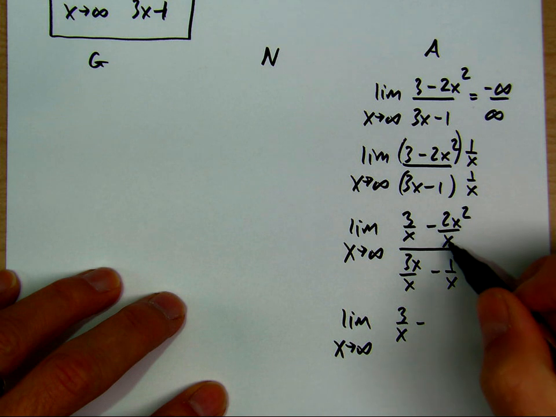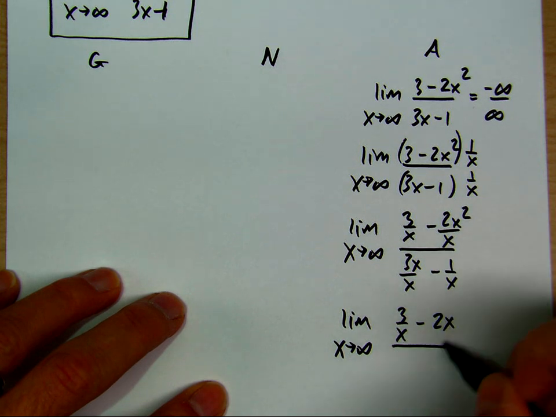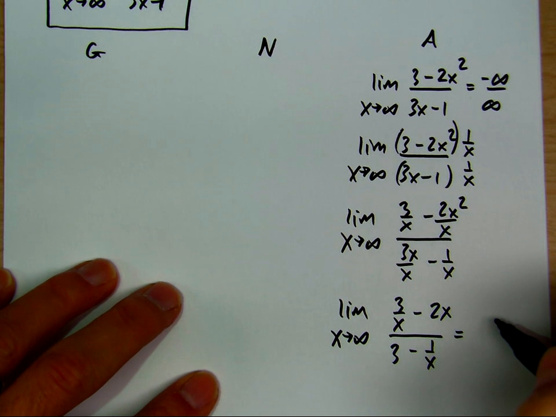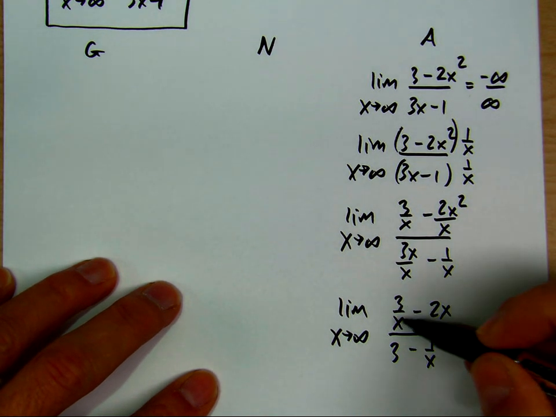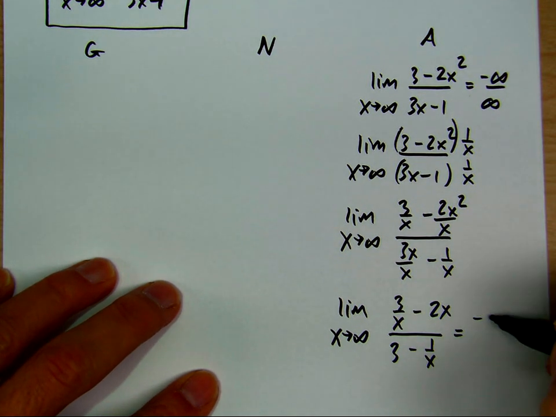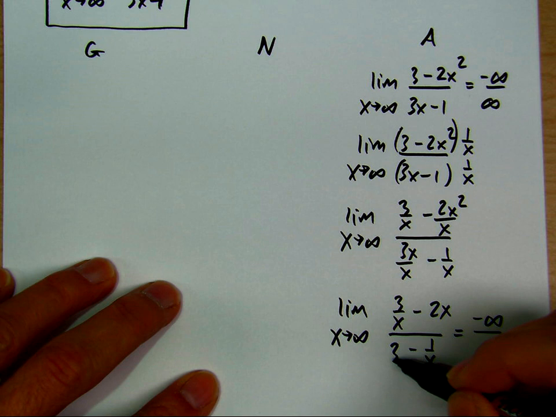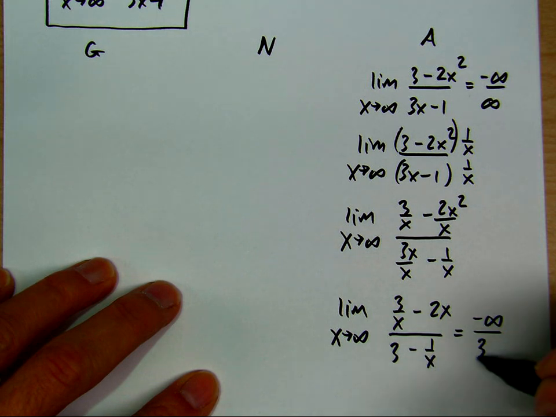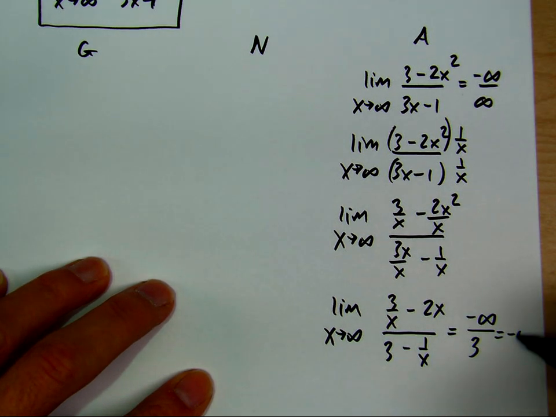Here we have 2x and 3 minus 1 over x. And now we have 0 minus infinity. We have 3 minus 0. So it's just negative infinity.